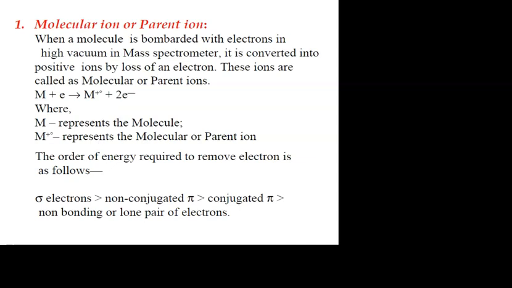Then, the molecular ion: when one molecule removes one electron, there will be formation of an M plus charge, and that is called a molecular ion. Here, M represents the molecule and M plus represents the molecular or parent ion.